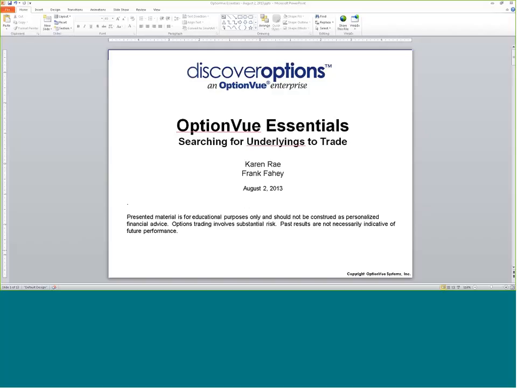OptionVue helps me do that because we have so much data out there that trying to condense all that data to a lowest common denominator is a trick. I mean, it's coming from everywhere. So the trick for me is to always figure out how do I convert this data to information, something that means something.